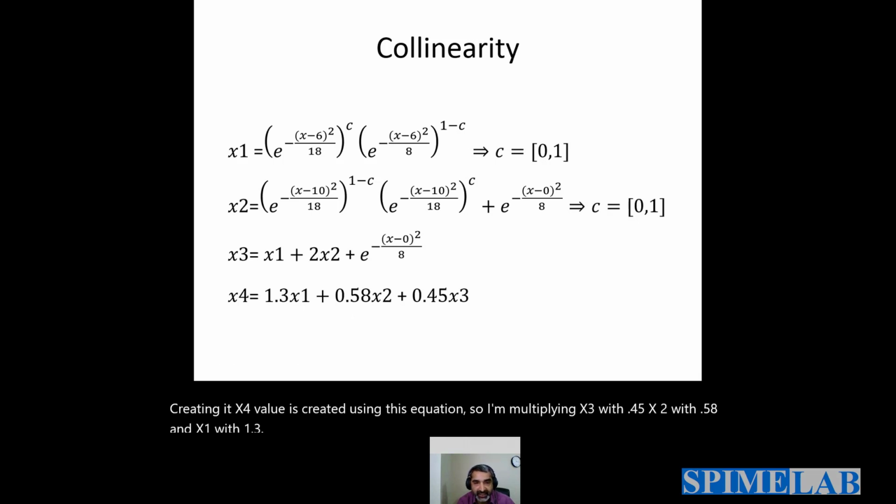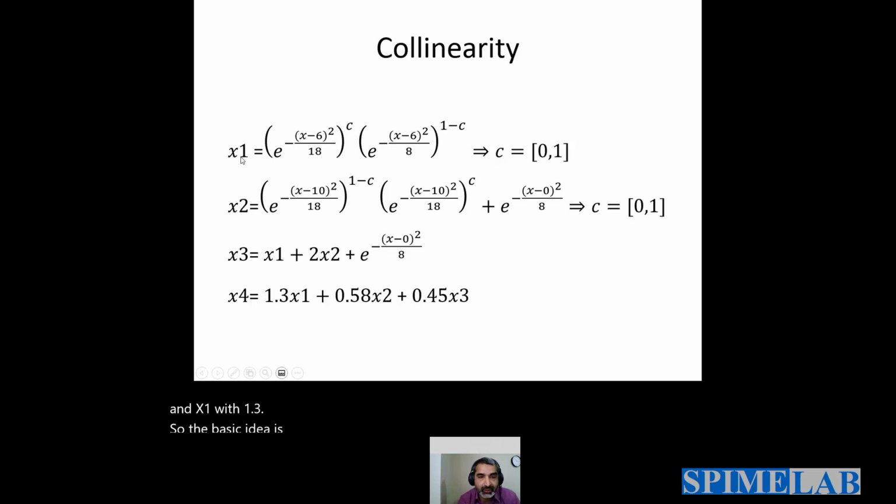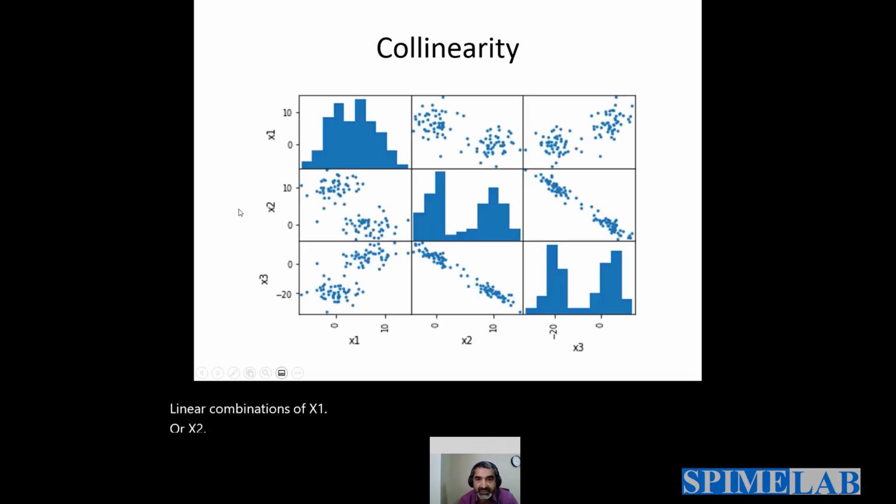So the basic idea is that the original variables are only x1 and x2. All other variables are just linear combinations of x1 and x2. That's why we see this kind of strong correlation among the variables.